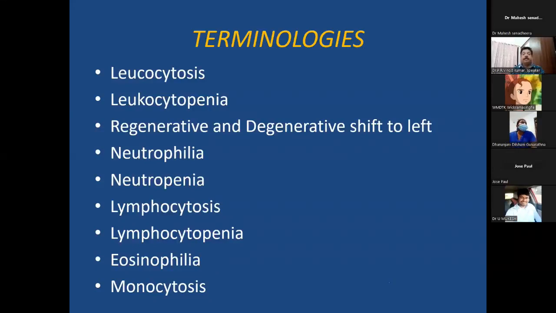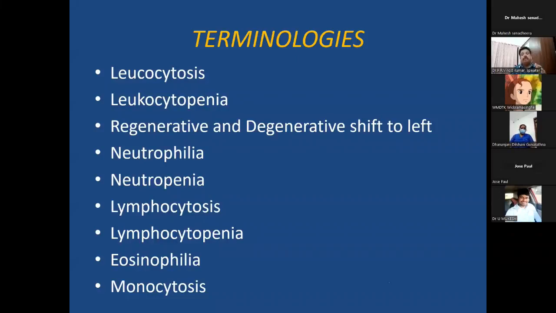Immature neutrophilia is otherwise known as left shift or shift to left. A shift left is of two types: regenerative shift left and degenerative shift left. I'm not going deep into it. Degenerative shift left means immature neutrophils are there, but the mature neutrophils are fewer in number. That is a very dangerous process.